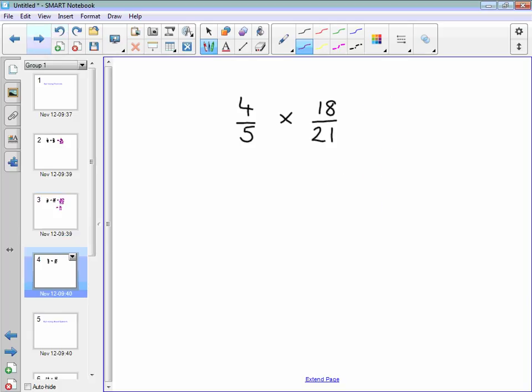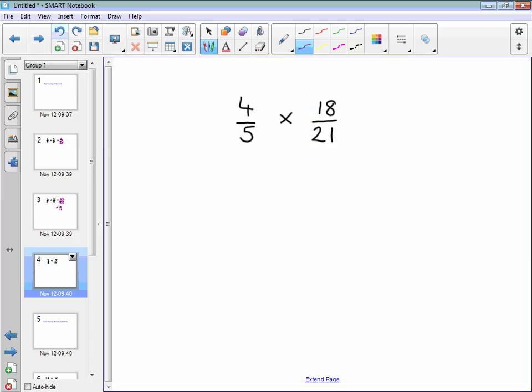In this next example, I could multiply 4 by 18, and then 5 by 21, and then possibly simplify my answer. But if I spotted here that this fraction is not fully simplified, I could simplify it first, making my numbers much smaller to multiply. So I'm going to do that.